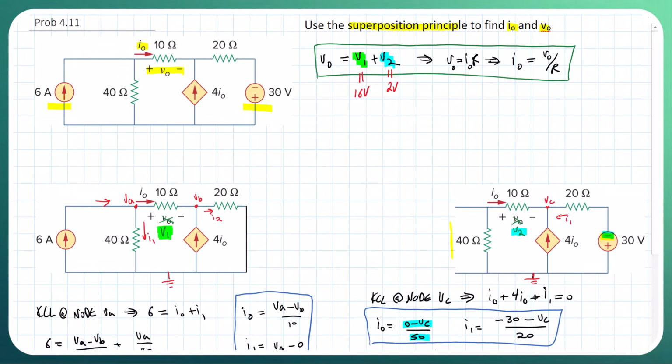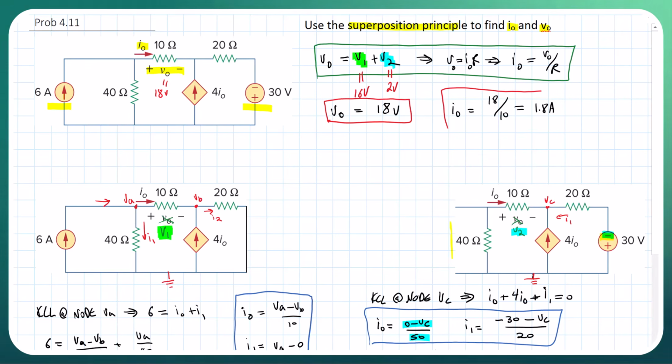So now V naught is equal to 18 volts. So we figured out what V naught is here. Alright, now that we have our V naught, like I mentioned before, we can figure out our I naught. It's just going to be 18 volts divided by that resistance. That resistance is 10, and that's going to equal 1.8 amps. And that's how you solve this problem using superposition.